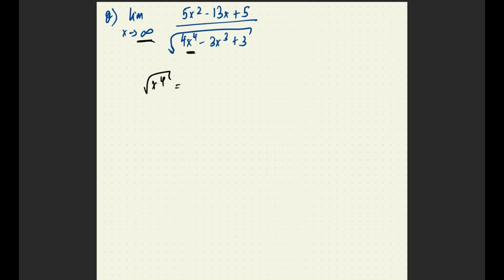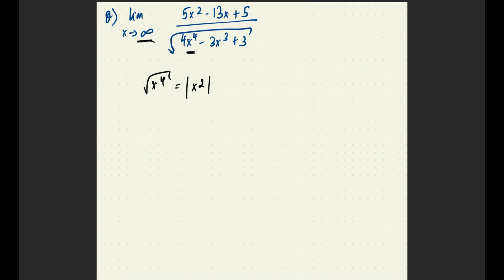Remember we said that the square root of a square is not just equal to the positive value, it is equal to the absolute value of that answer. So the square root of x to the 4 is not just equal to positive x squared, it's equal to the absolute value of x squared. So what is the absolute value of x squared equal to?